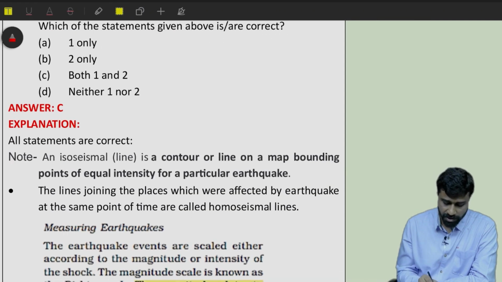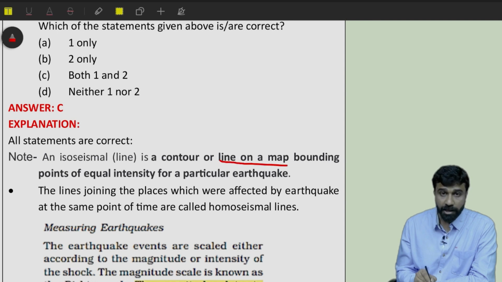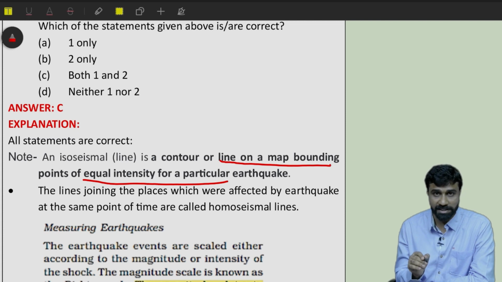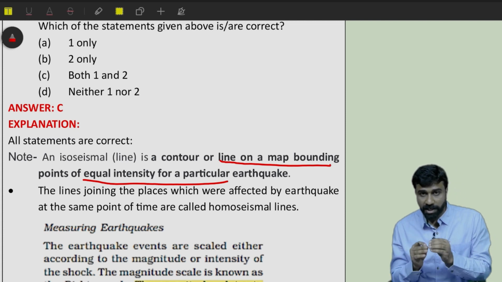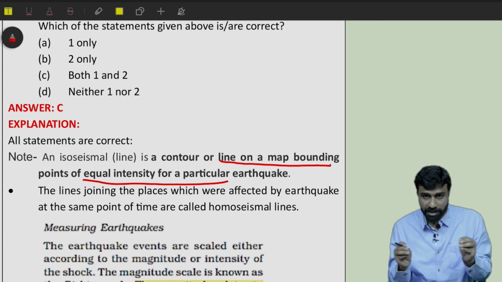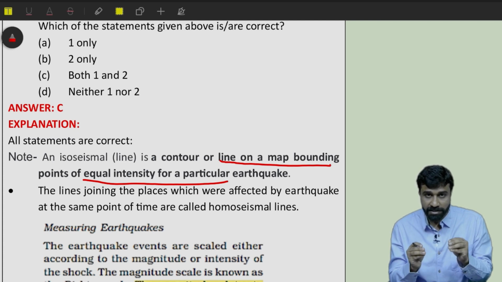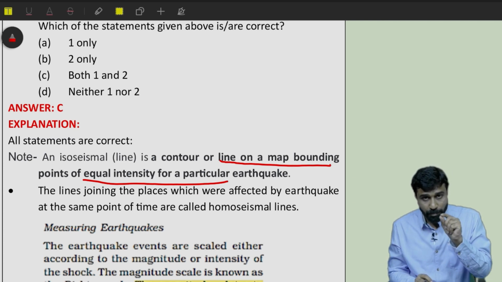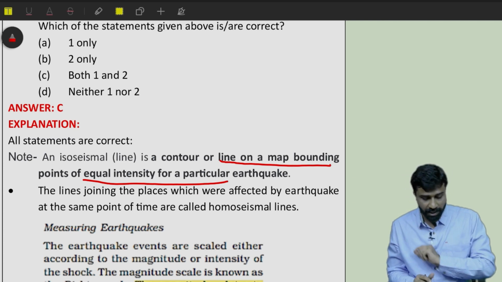Okay, there is a line which is binding the points of equal intensity of earthquakes, this is called isoseismal. Equal intensity of earthquakes are dotted with a line. If the dots of equal intensity of earthquakes are connected in a line in the map, the line is called isoseismal line.